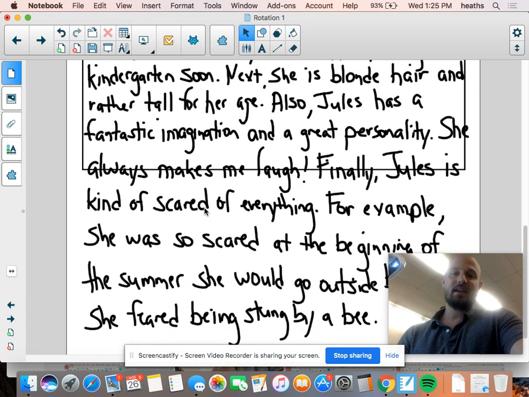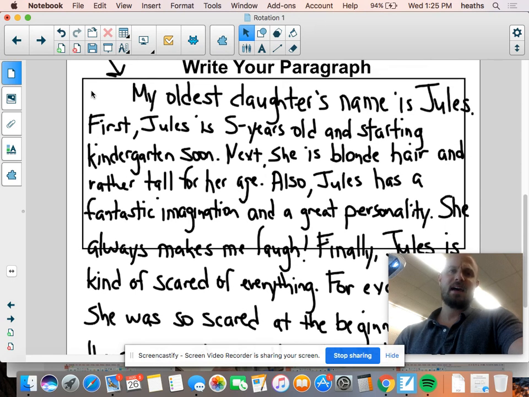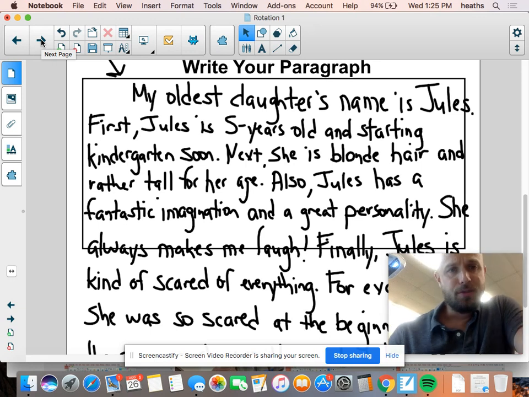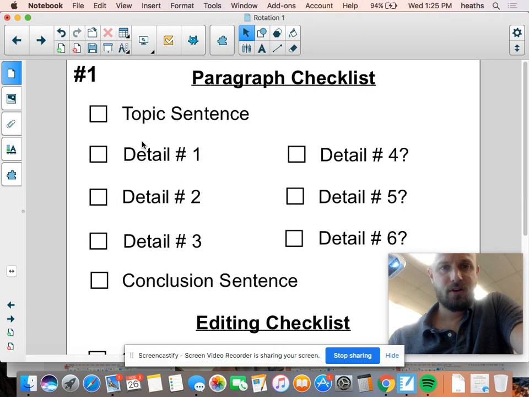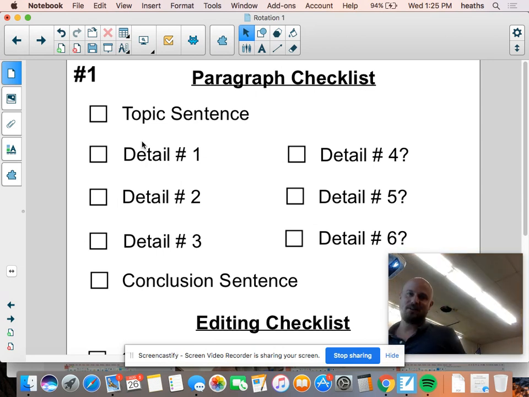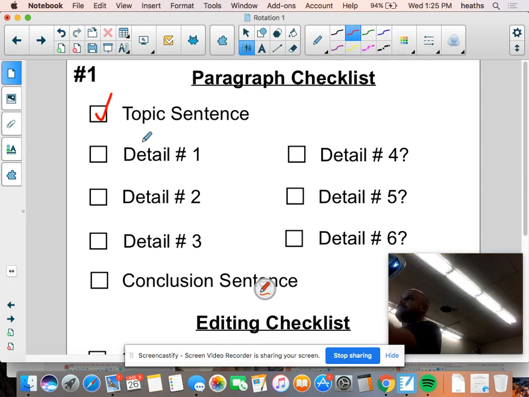So after you write this, I'm going to flip to the next slide. I would like you to make sure you go back and edit for any mistakes. Let me show you what you should be looking for. First off, did I have a topic sentence? Yes. Yes, I did a topic sentence because I mentioned that this paragraph is going to be about my daughter. I know I have plenty of details. I think I wrote 6 sentences, let's say, so I feel pretty good about that.